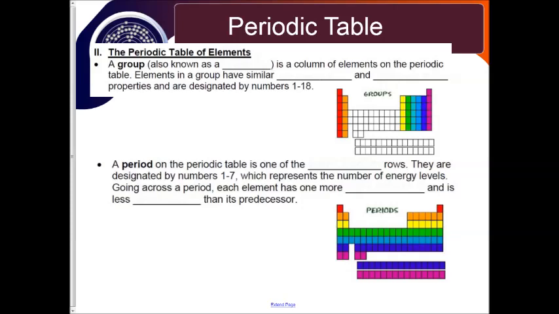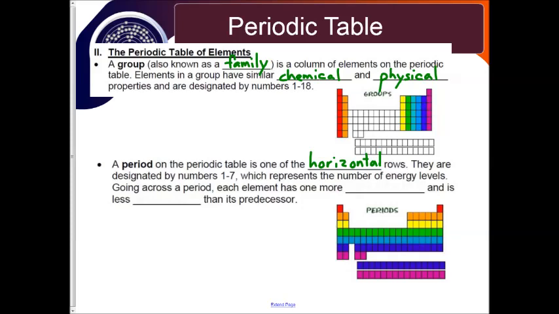Now, a group, which is also known as a family, is a column of elements on the periodic table. Elements in a group have similar chemical and physical properties and are designated by numbers 1 through 18. A period on the periodic table is one of the horizontal rows. They are designated by numbers 1 through 7, which represents the number of energy levels.